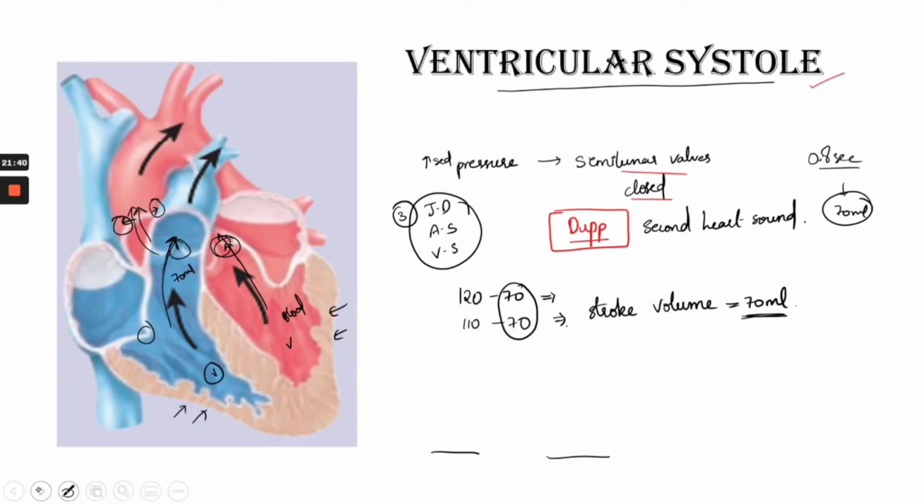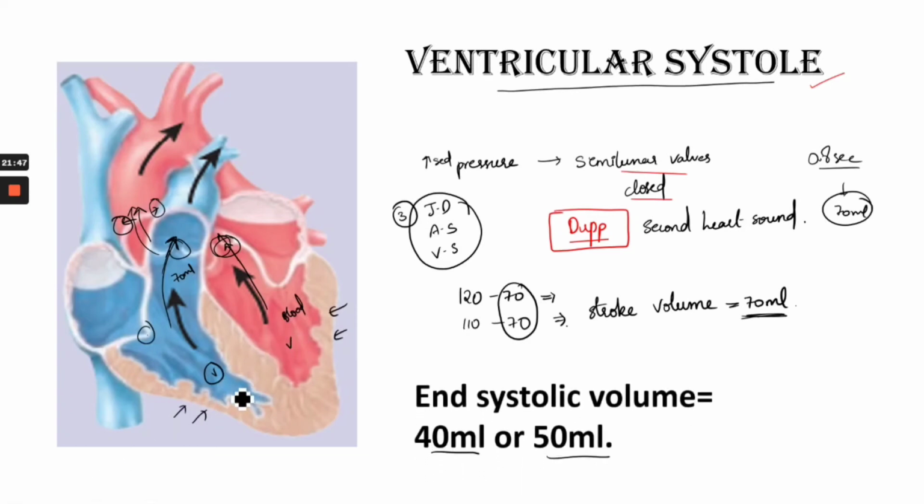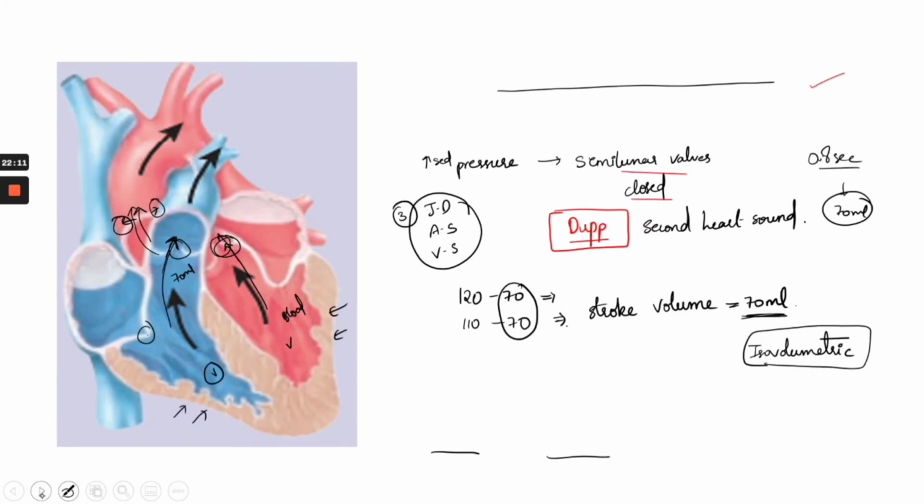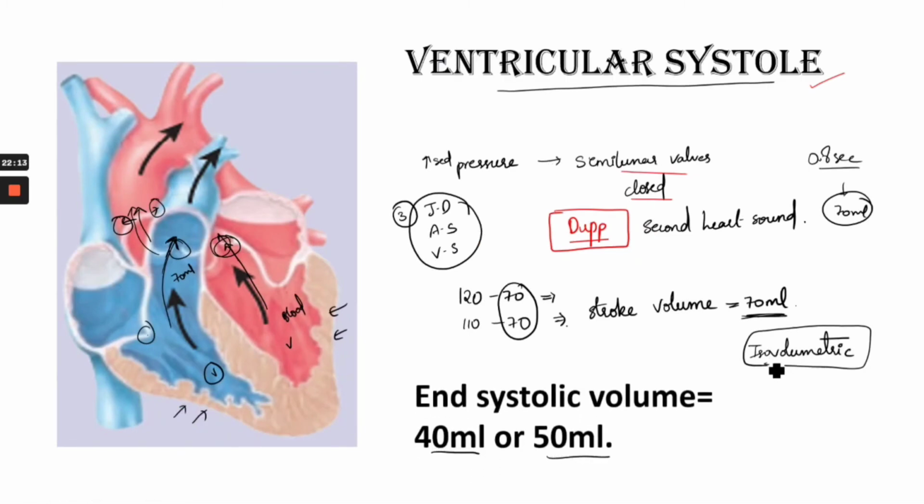Now again here the valves are closed, the volume is the same, right? 40 to 50 ml we said, it is present inside the ventricle. This is also an isovolumetric condition, right? This is isovolumetric systole and this is isovolumetric diastole, right? Because here isovolumetric is in the diastolic stage and here in the systolic stage. So isovolumetric systole and isovolumetric diastole conditions.